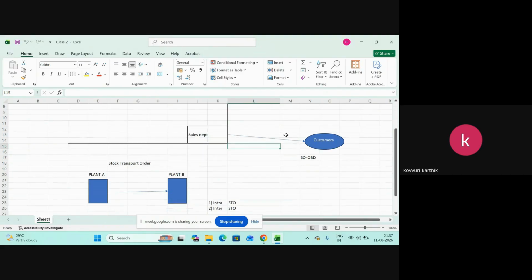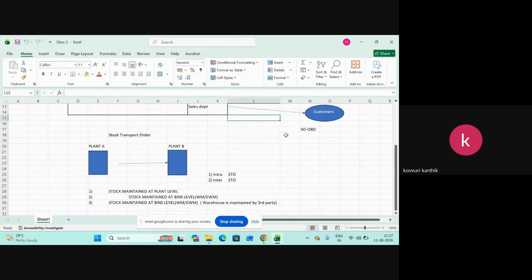So, John, except for PO inbound, the remaining 3 are related to SD, right? SO outbound and inter STO is for MM, right? Yeah, but generally we integrate as well, right? Yes. Generally, integration. Yeah, we'll do that. We'll go for the integration.